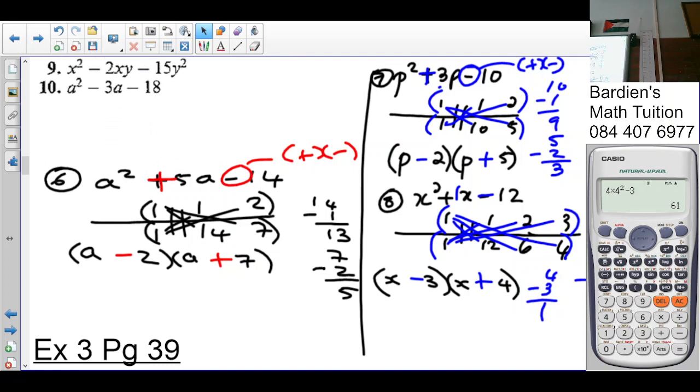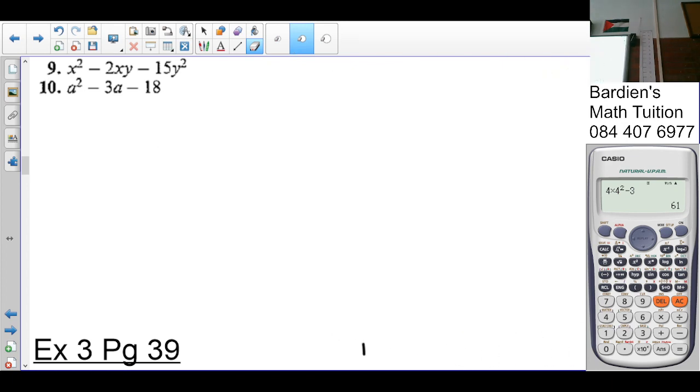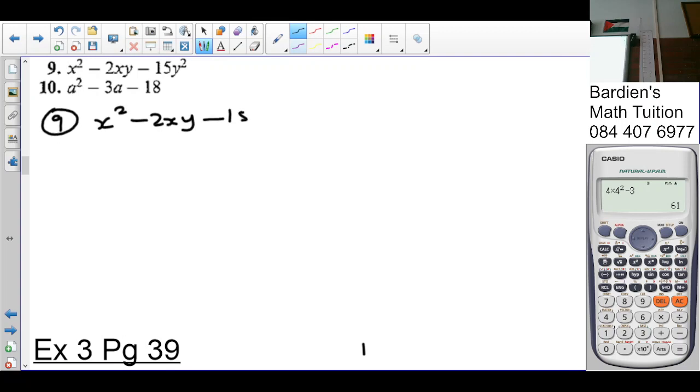Okay, let's look at number 9. Here we got x squared minus 2xy minus 15y squared. So where do we start? Product line. What goes on the line? 1 and 1? 1 and 15? 3 and 5. Do we add or subtract the products?